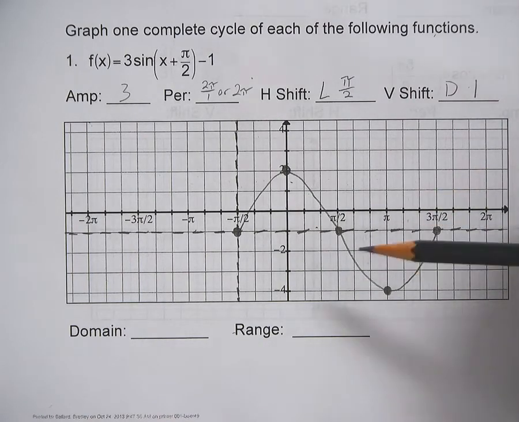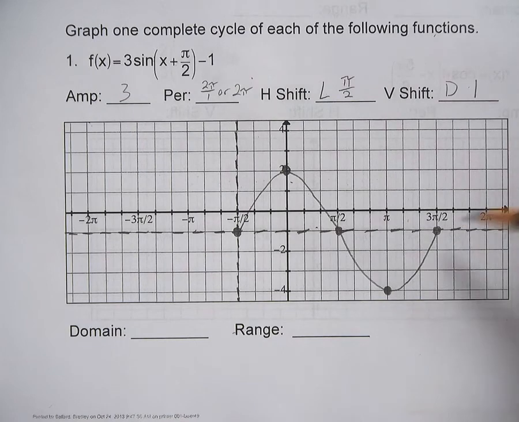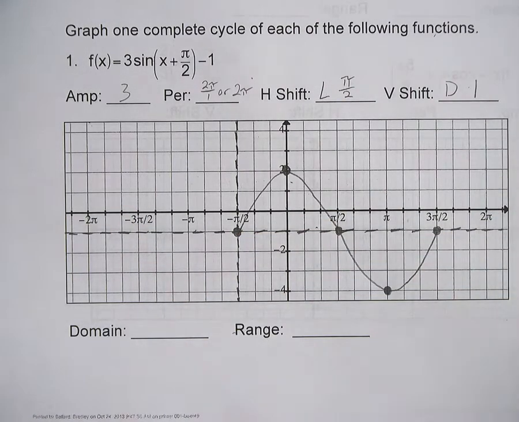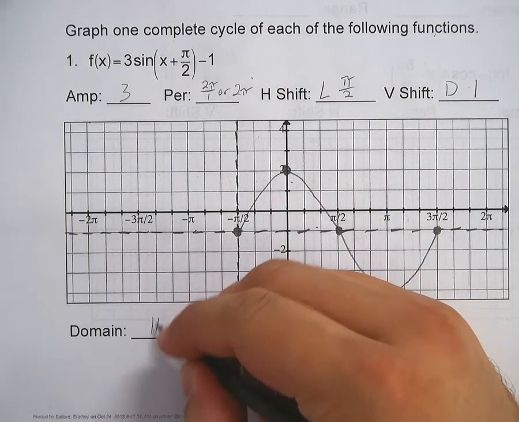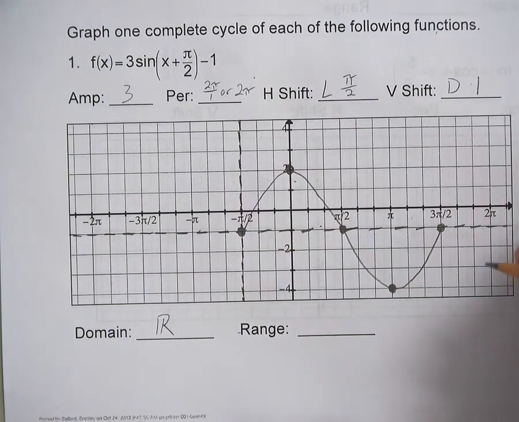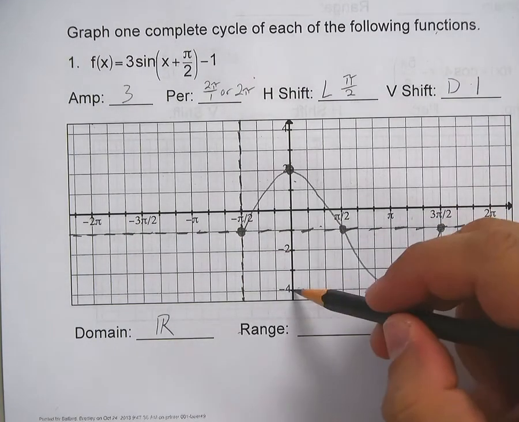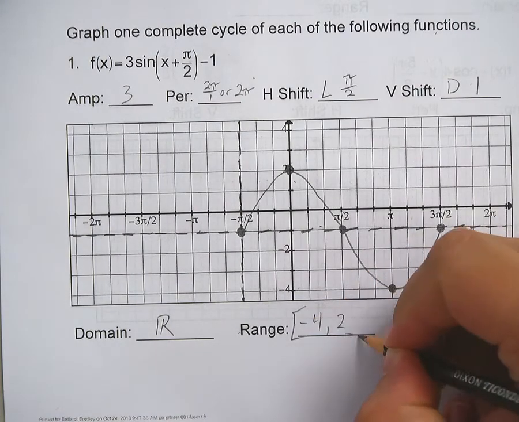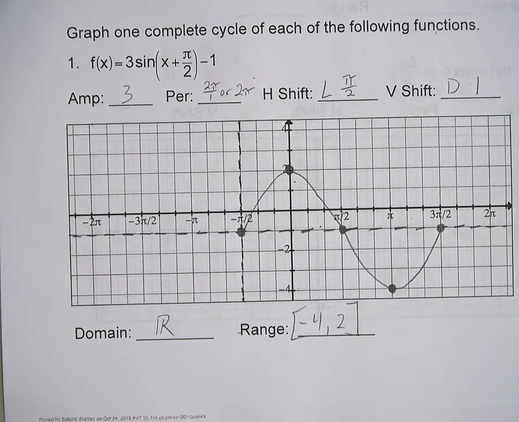And then of course you would fill in the rest. So you'd keep going here, go up 3, over to the middle where 2 pi is at, you'd have a maximum up here, you'd keep going, keep going, keep going. So your domain here makes pretty much sense. Your domain is all real numbers. And your range is negative 4 to 2. Okay? Negative 4 to 2.